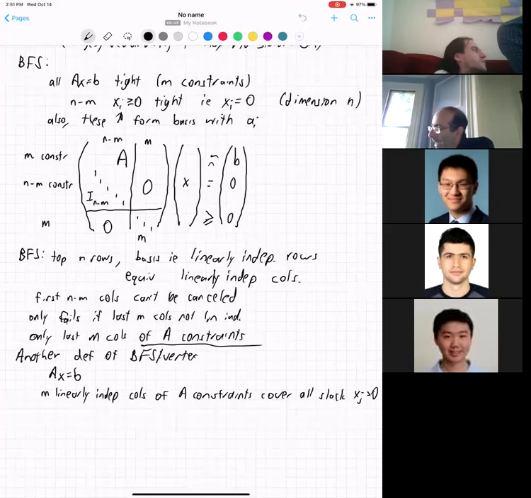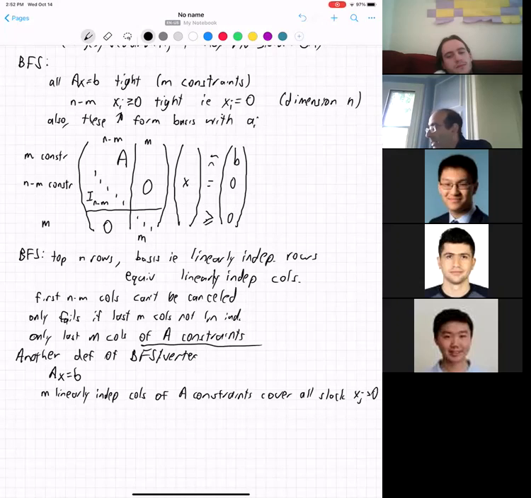So the only ones that are slack are the bottom m x's, which correspond to the final m columns of the A constraint. And if these columns of the A constraint are linearly independent, then the entire upper matrix is linearly independent, because by definition, no combination of the last m columns sums to 0. And if we try to include the other columns, they can't sum to 0 either. Okay? So this is what I wanted to arrive at, this alternative definition of a basic feasible solution.